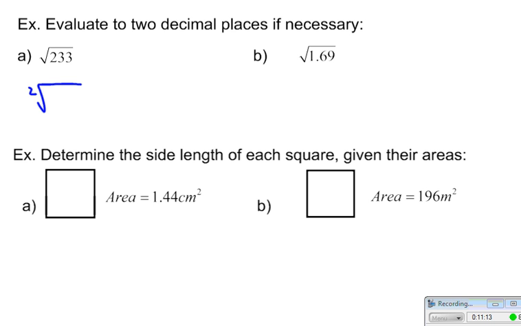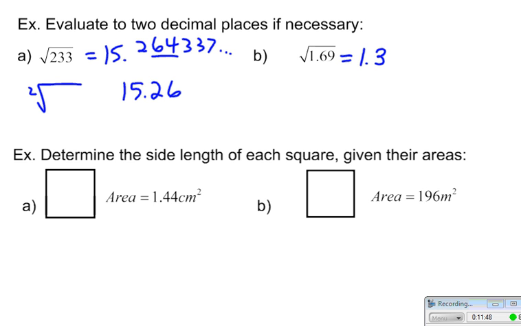So I get 15.264337. So this is an irrational number. This is going to be a non-perfect square because we have an irrational square root. And it says to 2 decimal places, so 15.26. The 4 tells me that it does not round up. When I look at the second example, again, I'm going to type in my calculator square root 1.69, or I might have to press the square root sign afterwards, and I get 1.3 exactly. So to show that that's exact to 2 decimal places, I'm going to add a 0, 1.30.